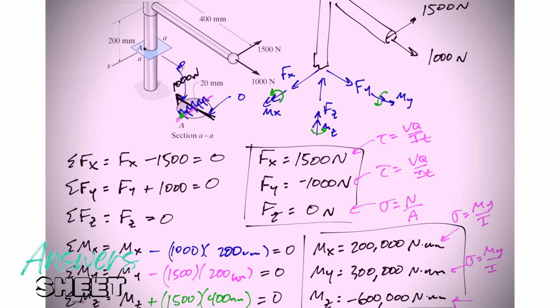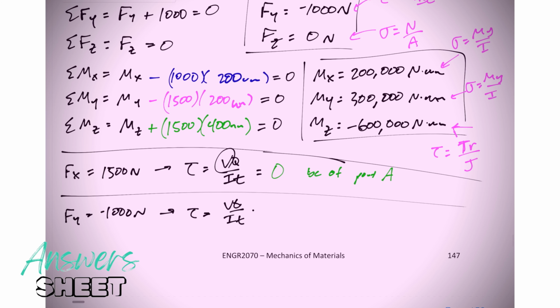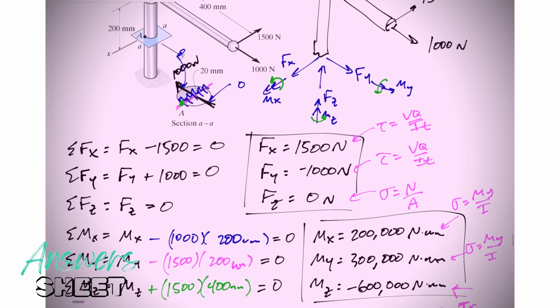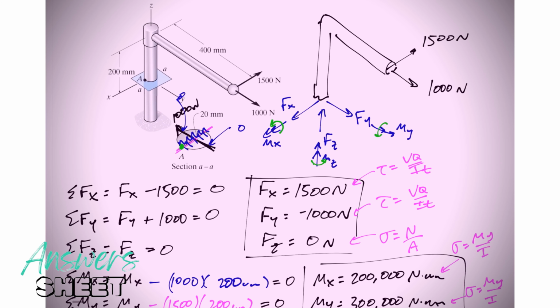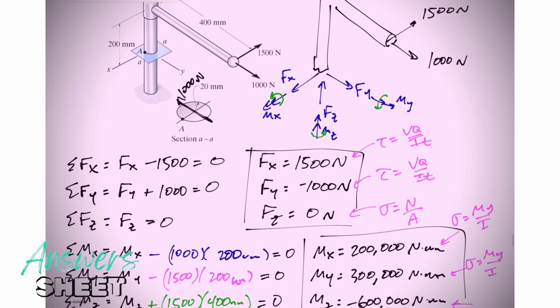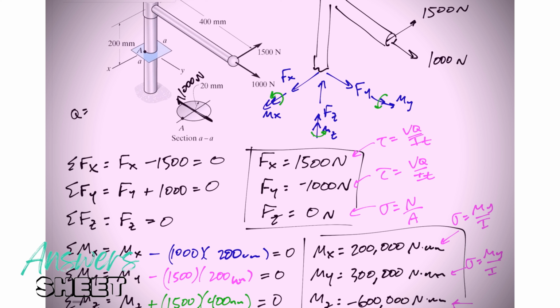So let's do the VQ over IT. So this would be V, 1000 newtons. Q, all right, Q is Y prime A prime. Let me redraw this. 1000 newtons. Q is Y bar prime A prime.